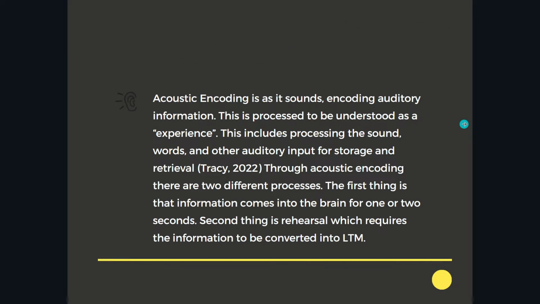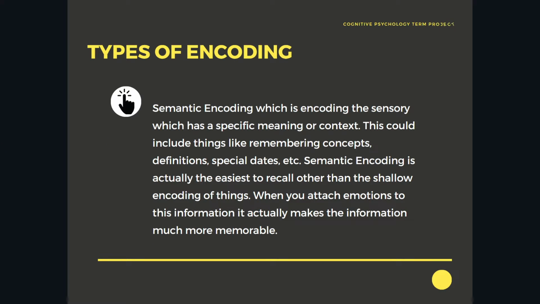And then, of course, we have somatic encoding. Somatic encoding is encoding the sensory, which has a specific meaning or context. So this includes things like definitions, special dates, things of that nature. Somatic encoding is actually the easiest to recall other than the shallow encoding of things. When you attach emotions to information, it actually makes it a lot easier for you to be able to recall that information back.